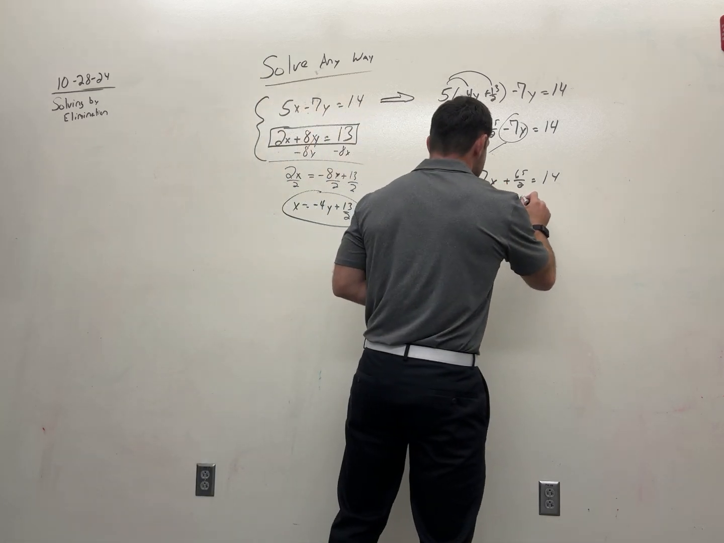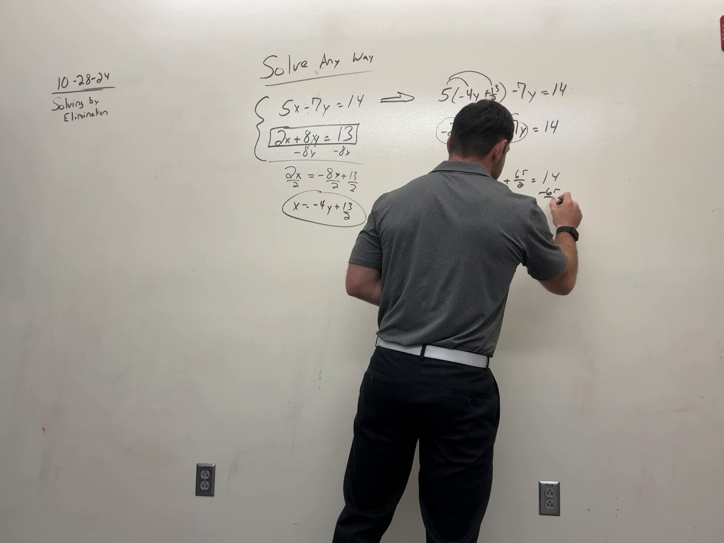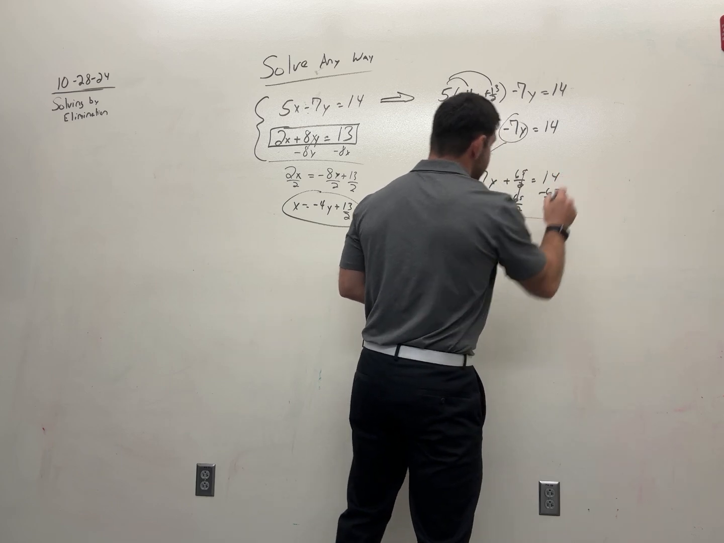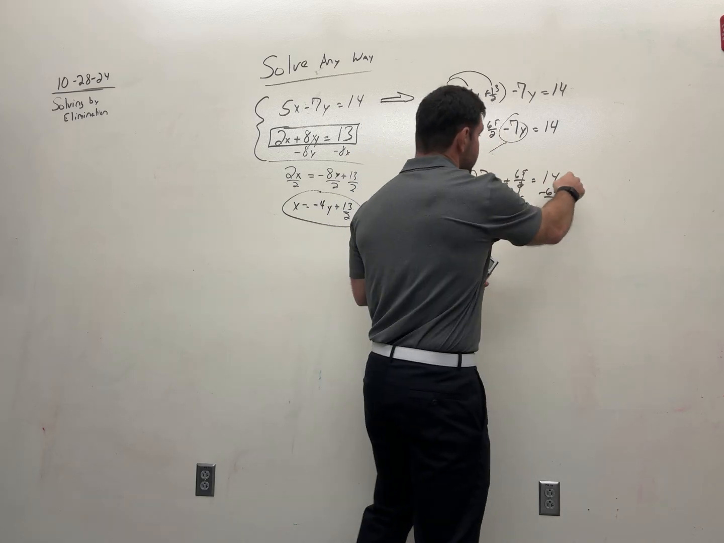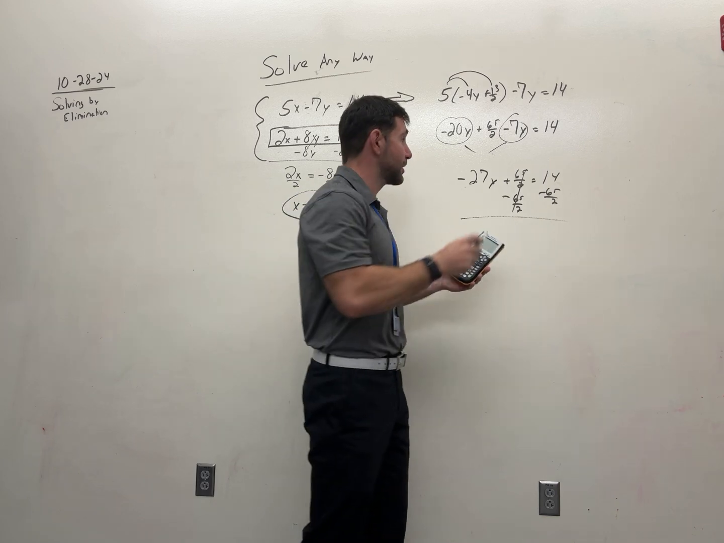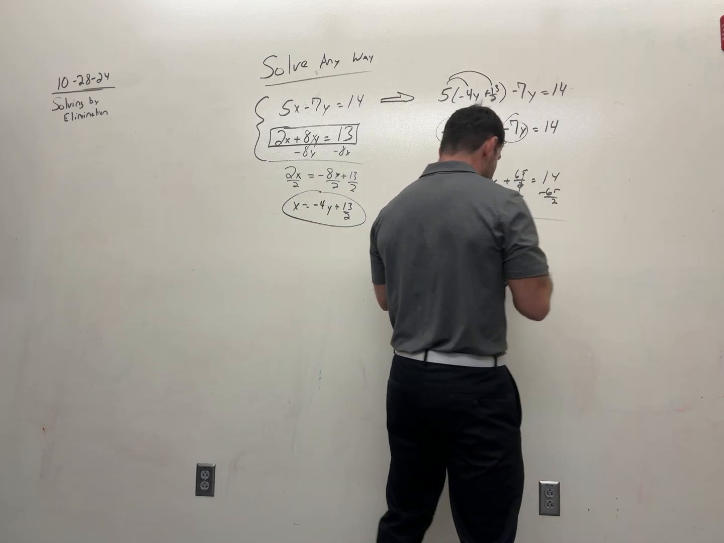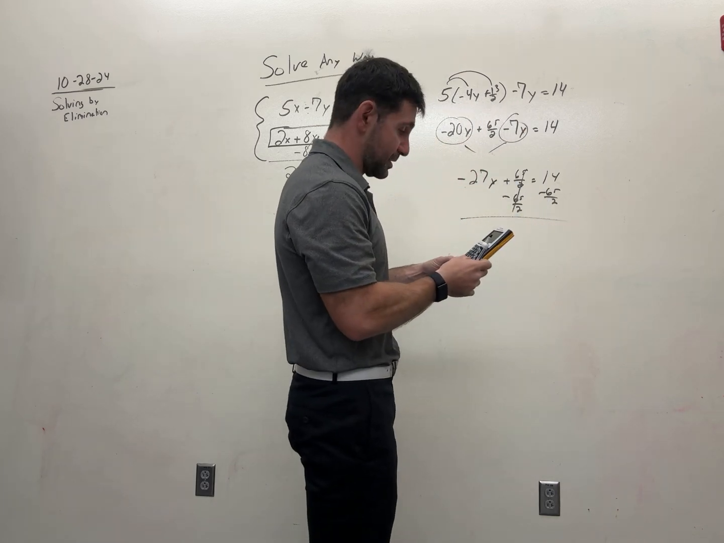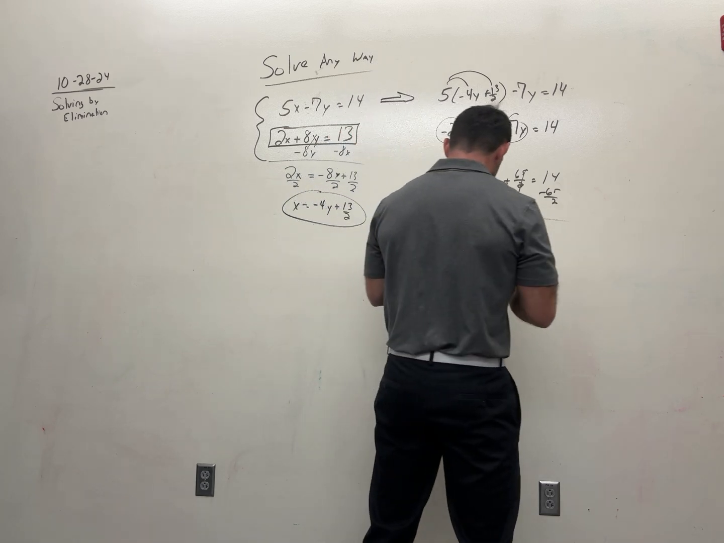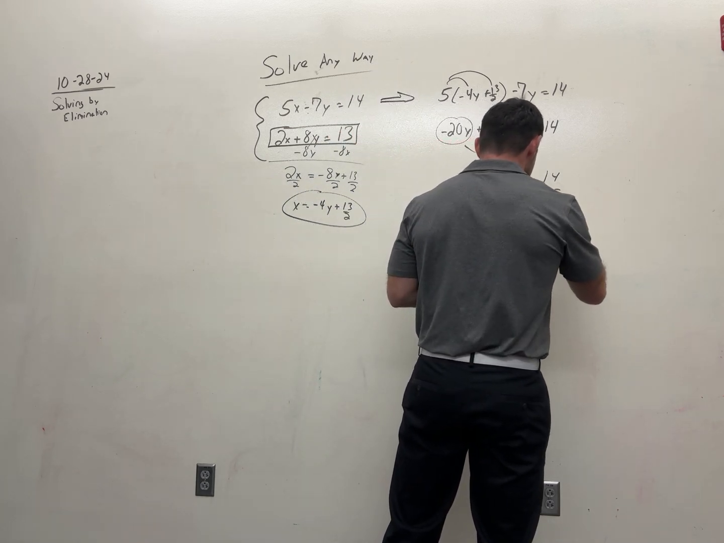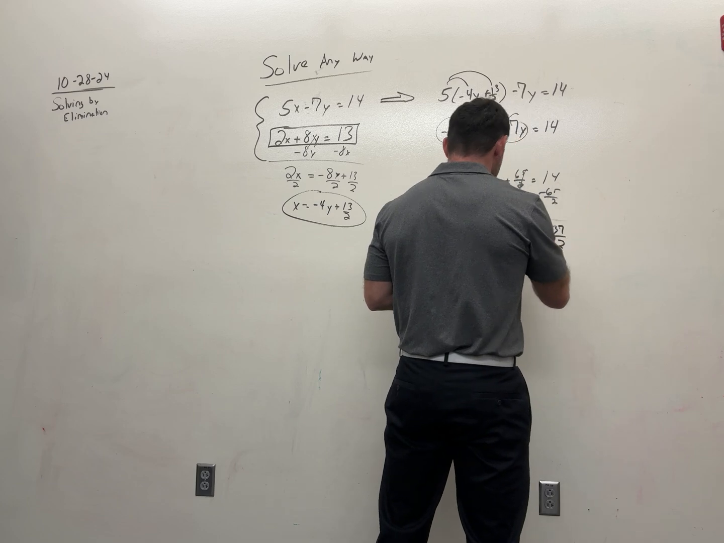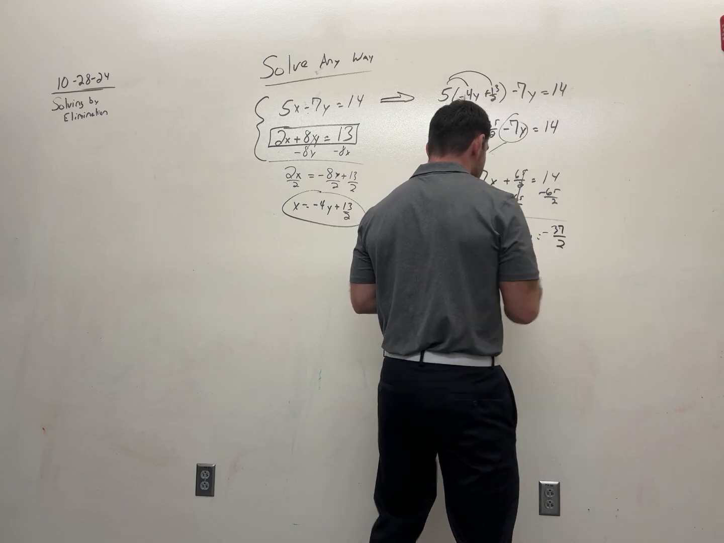So I have to subtract 65 halves. Well, really that's 28 halves. How do I know that? Because to get a denominator of 2, I multiply it. So 28 minus 65, but let's go 14 minus 65 divided by 2. Math, enter, enter. Gives me negative 37 halves equals negative 27y.